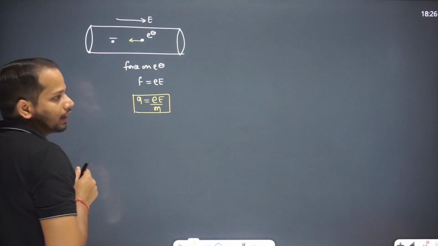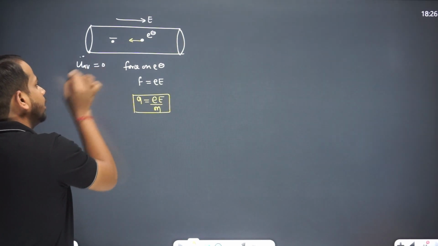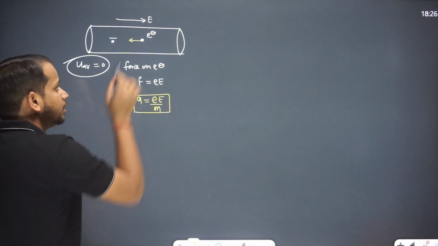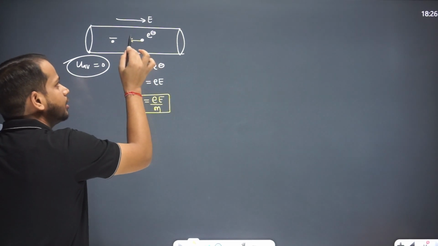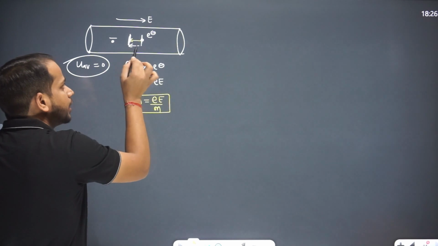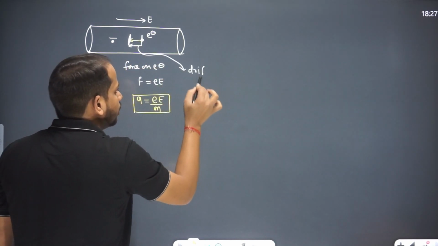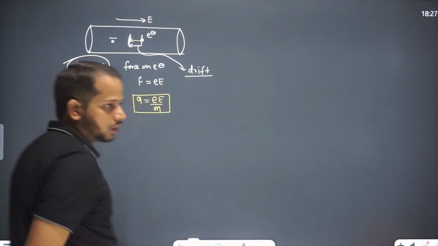Okay, so now let's see here. This is the acceleration acting on this one. What is the average initial velocity? Zero, right? And one thing here: due to this acceleration, it is slightly shifted over here. So this is the displacement over here, and this displacement is called drift. This displacement is called what? Drift.